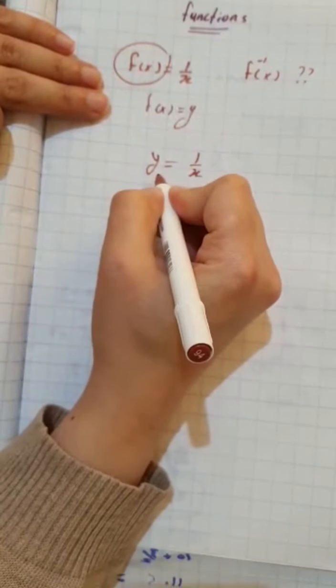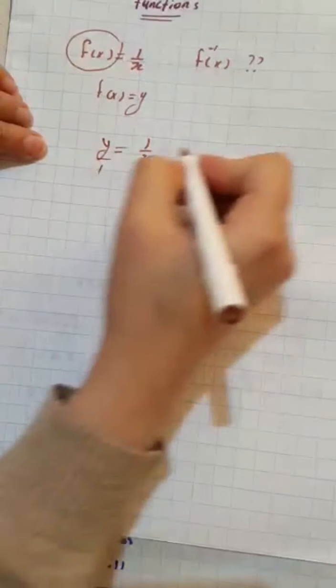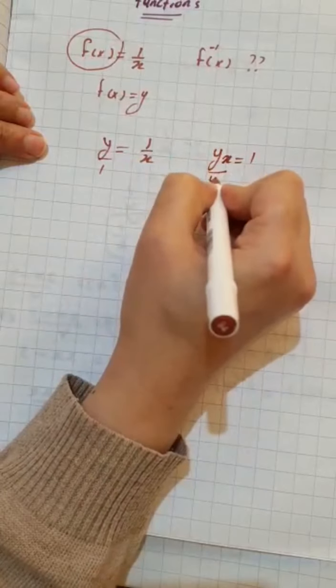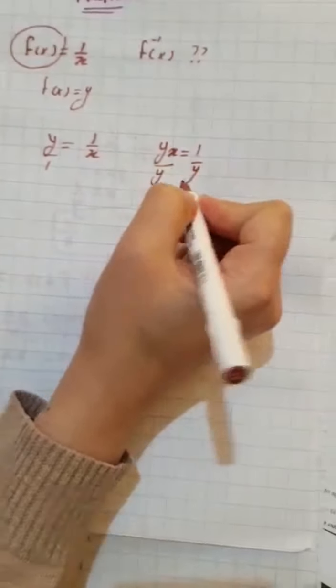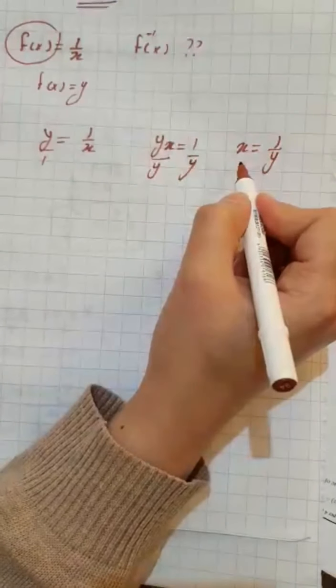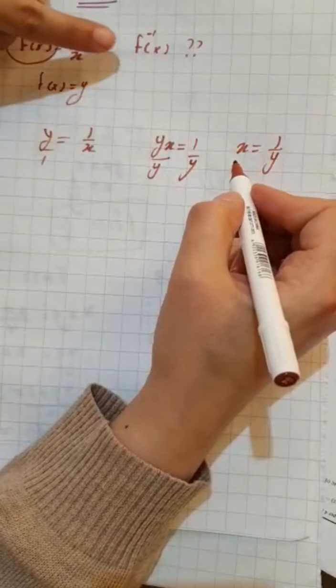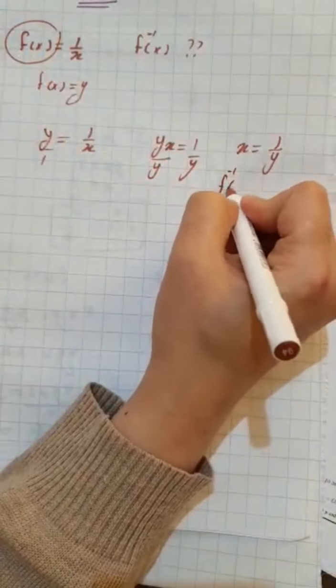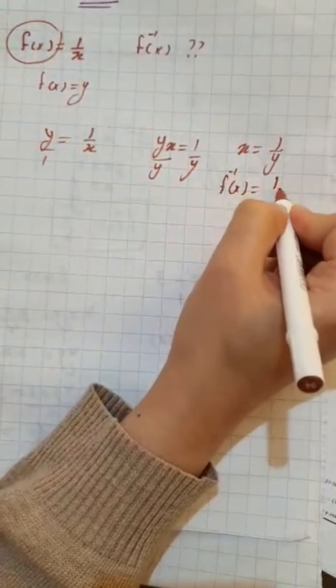Now to keep x alone on one side, I need to do cross multiplication. So I'm going to get yx equal to 1. Then I'll divide each side by y. I'm going to get x equal to 1 over y. When you have x alone on one side, this means you found the inverse of the function, which is x in this case. So I'm going to make it f inverse of x equal to 1 over x.